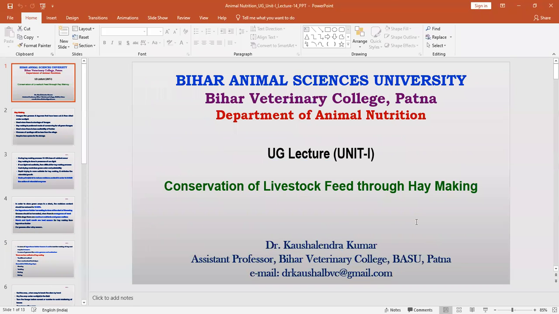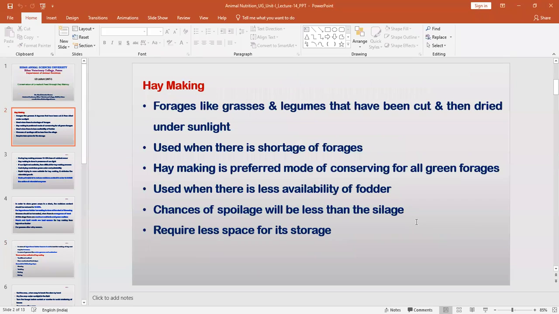How we can prepare the hay, what losses take place during hay making, and how hay is important for feeding livestock species. Basically, hay making is generally done with different kinds of forages, mainly grasses and legume fodder which have hollow stems. We can select those kinds of fodder for preparation of hay. We can harvest these fodders in green condition at a certain period of time, and dry them under sunlight.